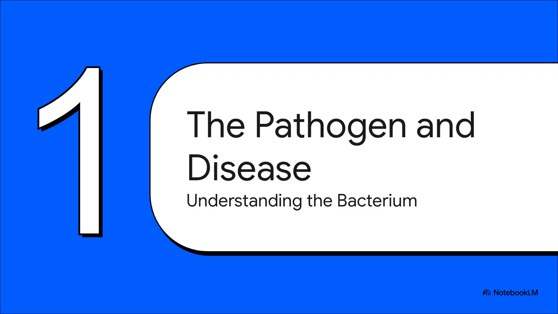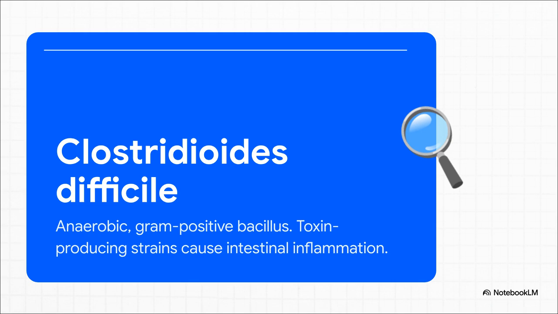So we'll begin right at the source, establishing the fundamental characteristics of C. difficile and, of course, the disease it causes. Fundamentally, it's absolutely crucial to remember that not all C. diff is created equal. The organism itself can be a harmless commensal. The real issue, the pathogenicity, is mediated entirely by the toxin-producing strains. It's the expression of toxins A and B that drives the intestinal inflammation we see clinically.